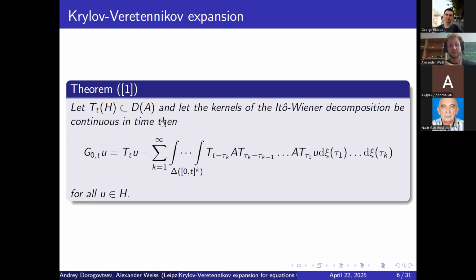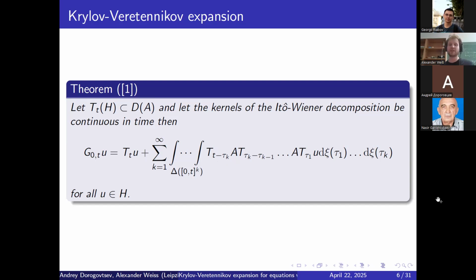And the theorem states the following. So let the semigroups of H, so T_t of H, be in the domain of the operator for all t. And also the kernels of the Itô-Wiener decomposition should be continuous in time. Then we have such an expansion, the generalized Krylov-Veretennikov expansion of Itô-Wiener kernels.